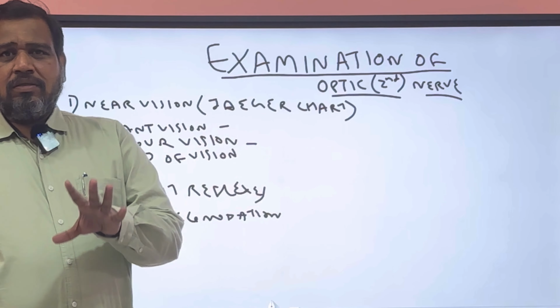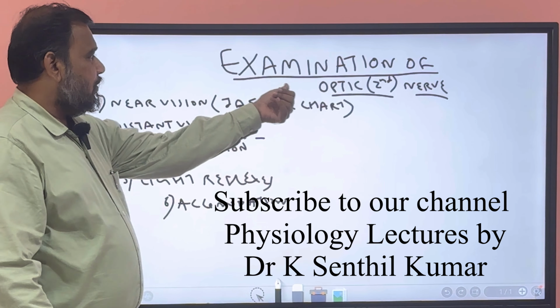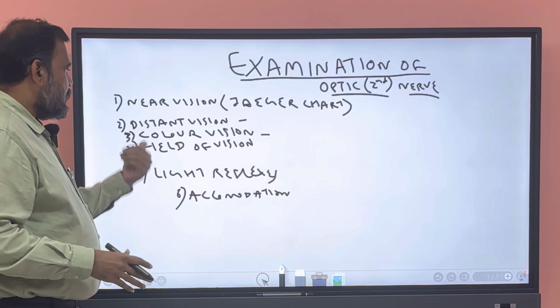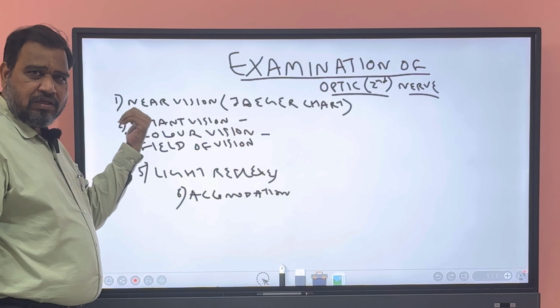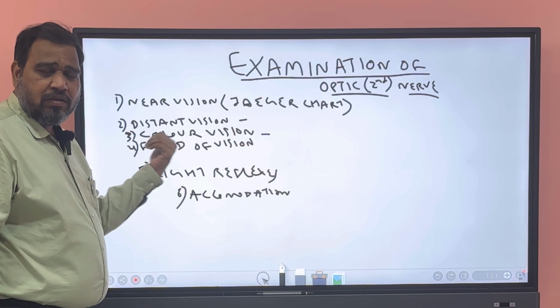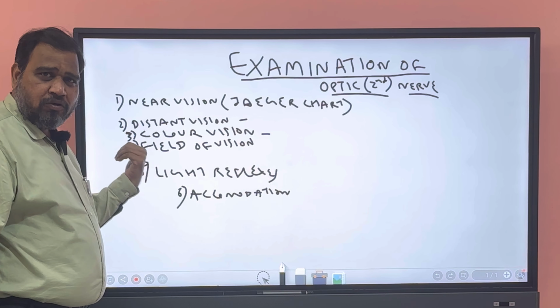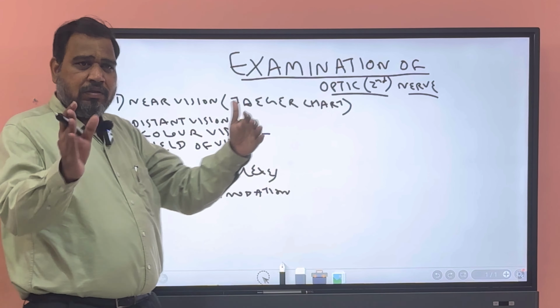Good morning students. In today's video we are going to see about examination of the second cranial nerve. The second cranial nerve is the optic nerve, and we all know the optic nerve is concerned with vision. So this will be the order. We will be doing the test for near vision, test for distant vision, color vision, field of vision. There is one method to do the field of vision which we will be doing, and of course light reflexes have to be included, and accommodation reflex also comes under examination of the second nerve.